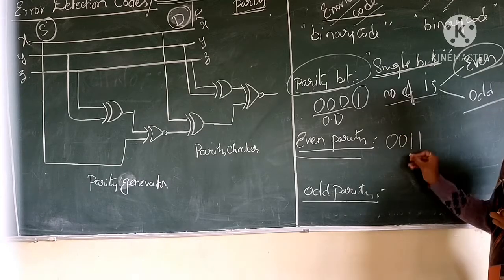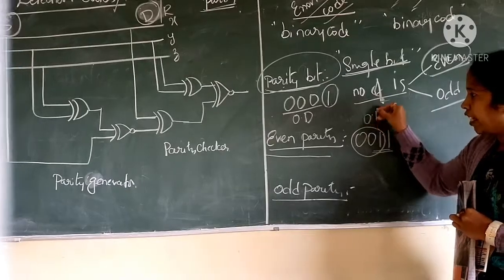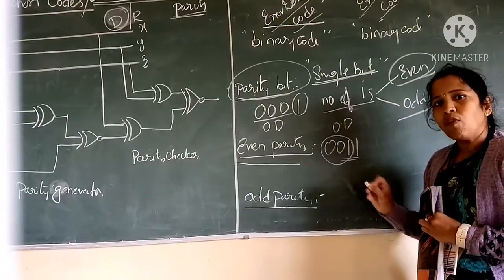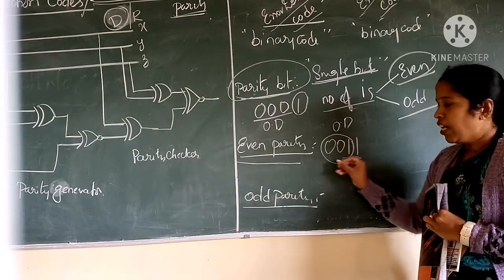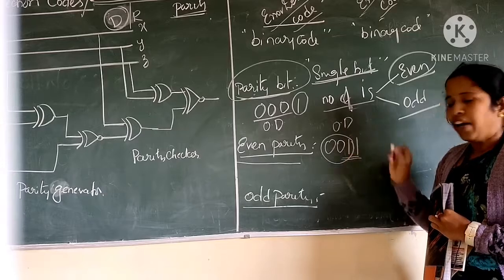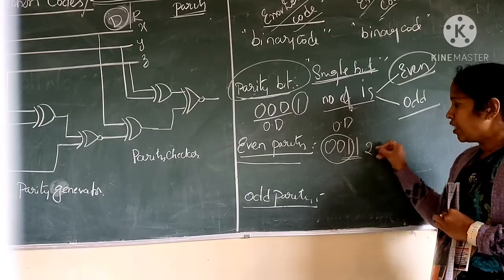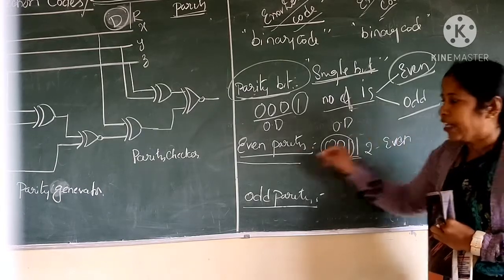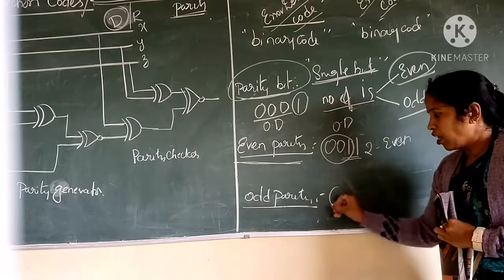0011, right? Now here, these 3 bits are the original data. Now I am adding a parity bit. A parity bit is nothing but an extra bit. So after adding this parity bit, the total number of ones has become two. So 2 is nothing but even. Then it is supporting even parity, right?